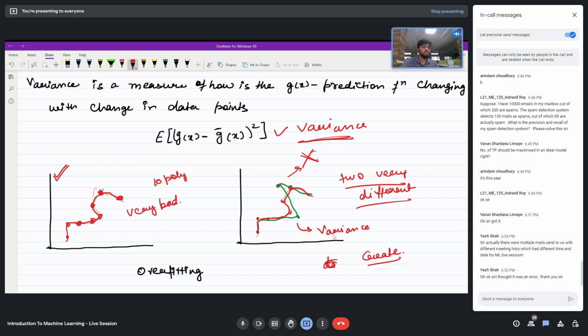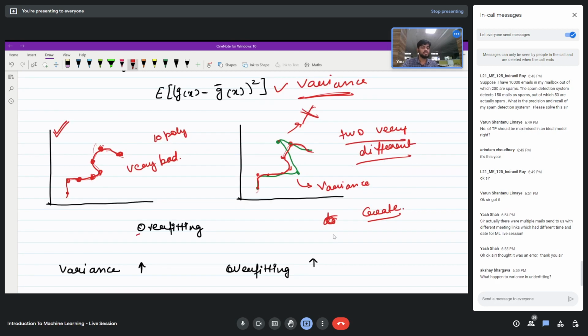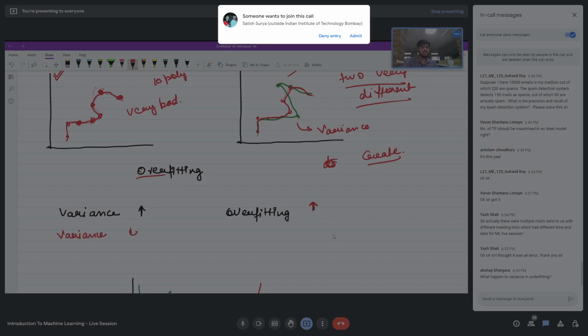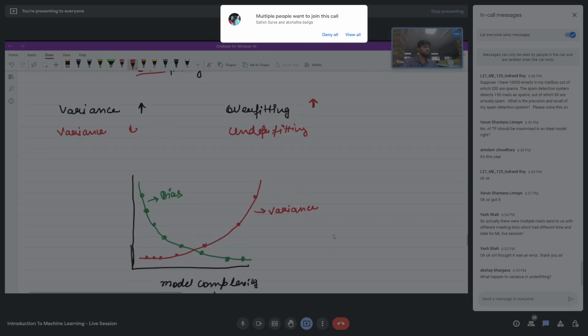So this kind of phenomenon is called overfitting, that it is fitting very tightly to your data points. As the variance increases, you get overfitting. When your variance is very low, that results in underfitting. This is something that happens.